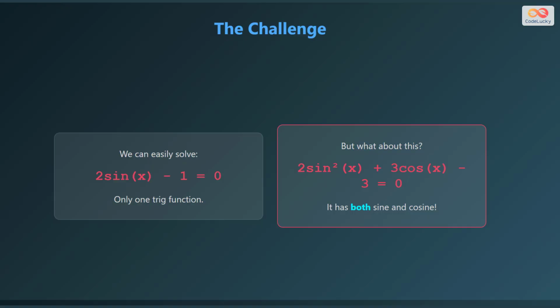Here is the main challenge we face. Equations with a single trigonometric function, like 2 sine x minus 1 equals 0, are straightforward to solve. However, when an equation contains both sine squared of x and cosine of x, direct solving becomes impossible because the variables do not match. We need a way to unify them.